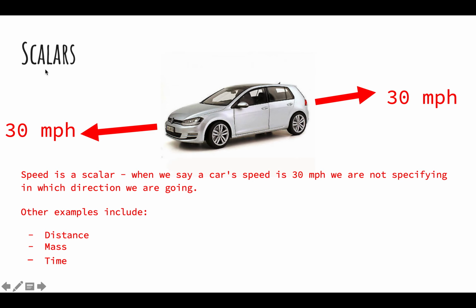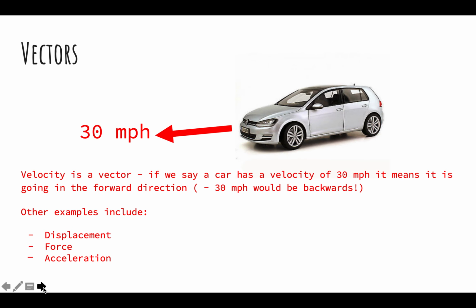Other scalar values are things like distance, mass, and time. Vectors are quantities but with a direction. So when we say a car has a velocity of 30 miles an hour, it means it's going forwards, whereas minus 30 miles an hour would be backwards.